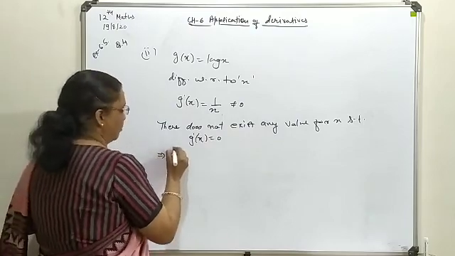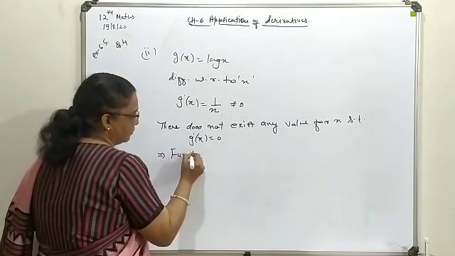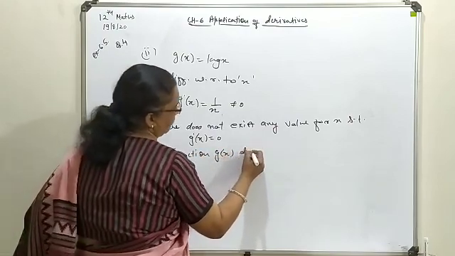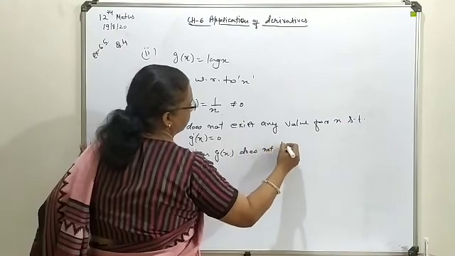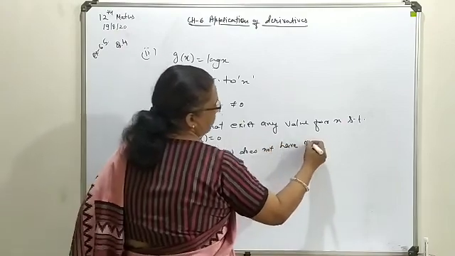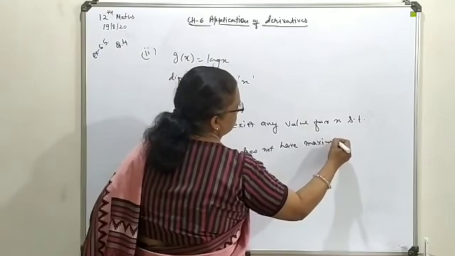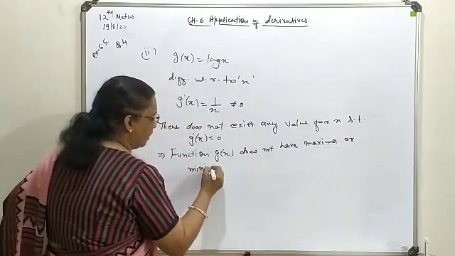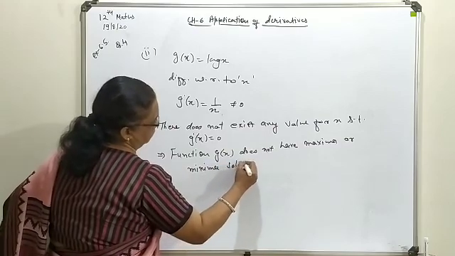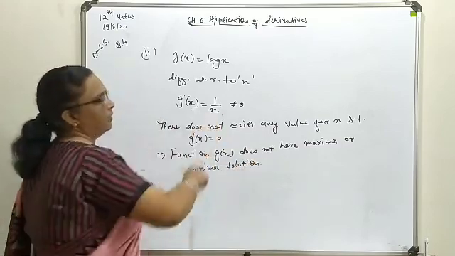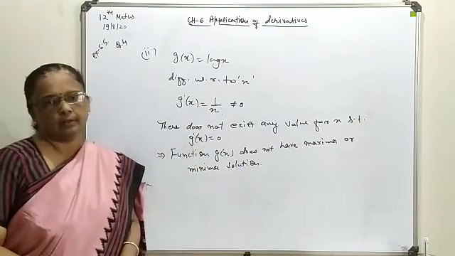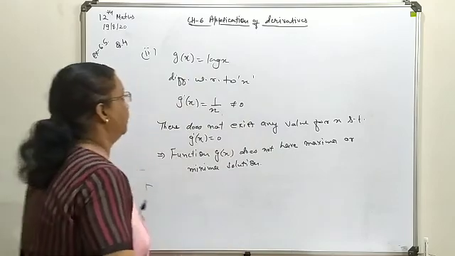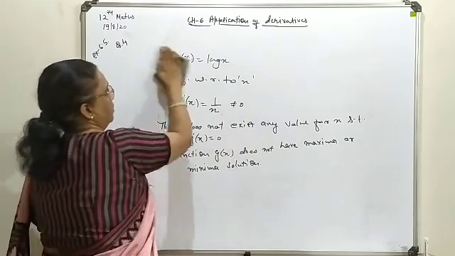Therefore, the function g(x) doesn't have a maxima or minima solution. So this is another reason you can write regarding the solution form. Now the last part, that is again a distinct one. The third part of the same question.